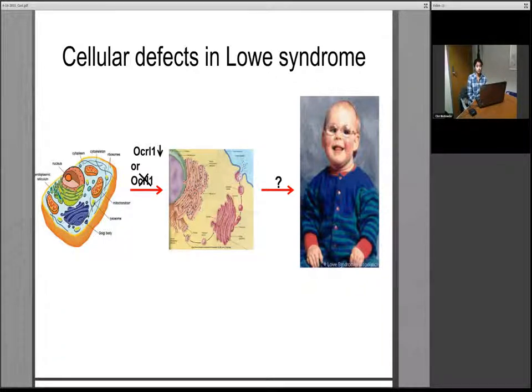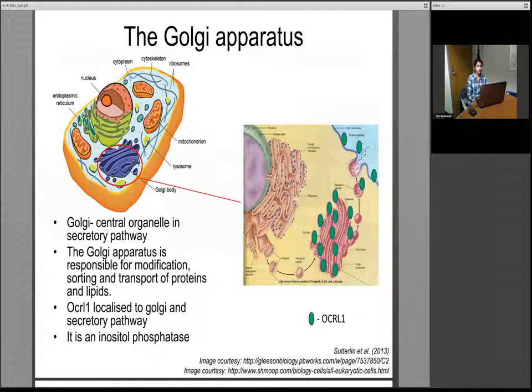But what we still do not know is how these cellular defects ultimately lead to the disease that we see in these patients. While there are many defects in these patient cells, and these defects affect many parts of the cell, the one part of the cell that I'm very interested in and I'm going to be focusing my talk on is what is called the Golgi apparatus.